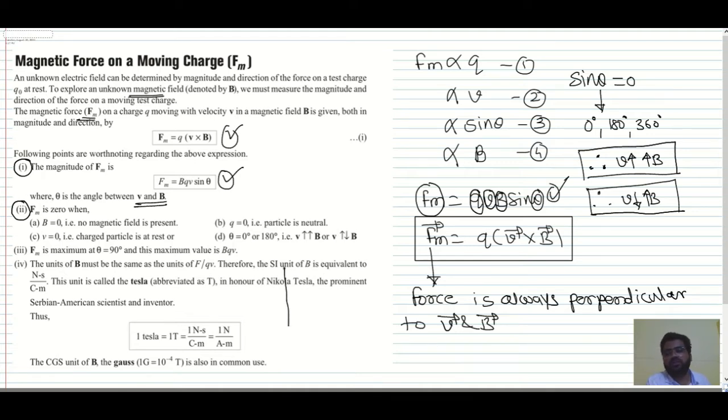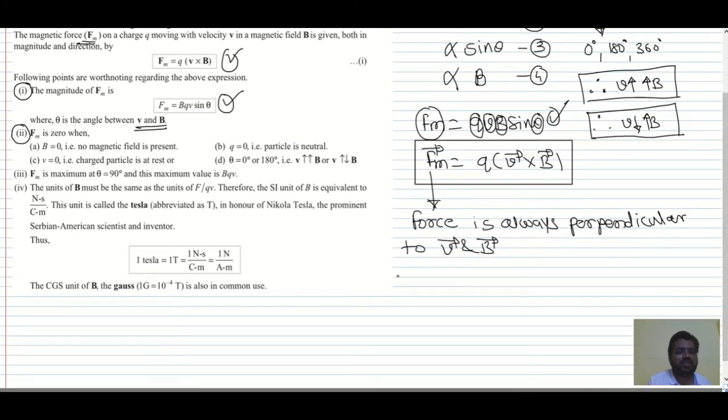Okay, the units of B. Now over here, the units of B must be same as that of F by QV. So see here, if I take the B unit, it will be F divided by QV. Sine theta has no units, I am not considering that. So the unit of B will be Newton per Coulomb meter per second, or else we can write this as Newton second per Coulomb meter, which is equivalent to Tesla.